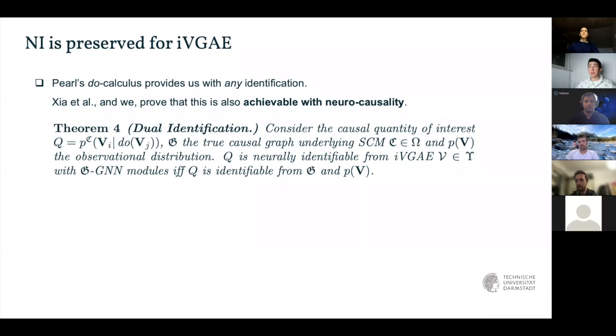And Xia et al., just as we now do, we proved that this is also doable with neural causal models, right? That it's dual, so if and only if it's identifiable. And as we said, for Markovian SCMs that's always the case, so it will also be able to be done with an IGNN, actually. And obviously you have to note that this is considering the consistency measure that we defined earlier.